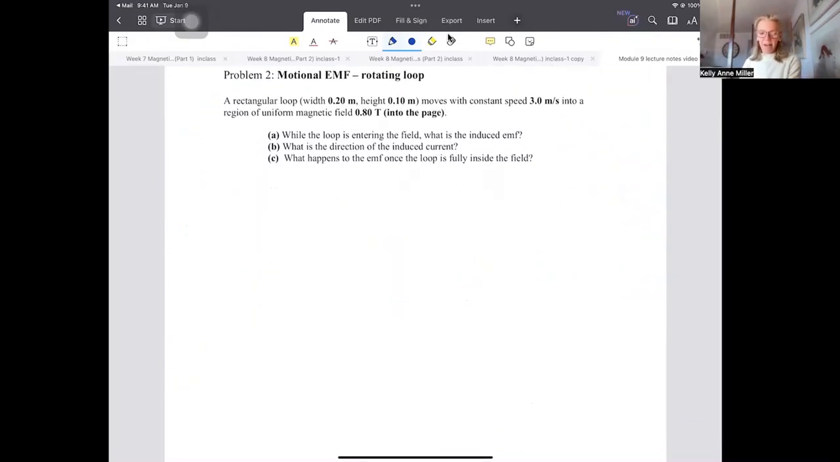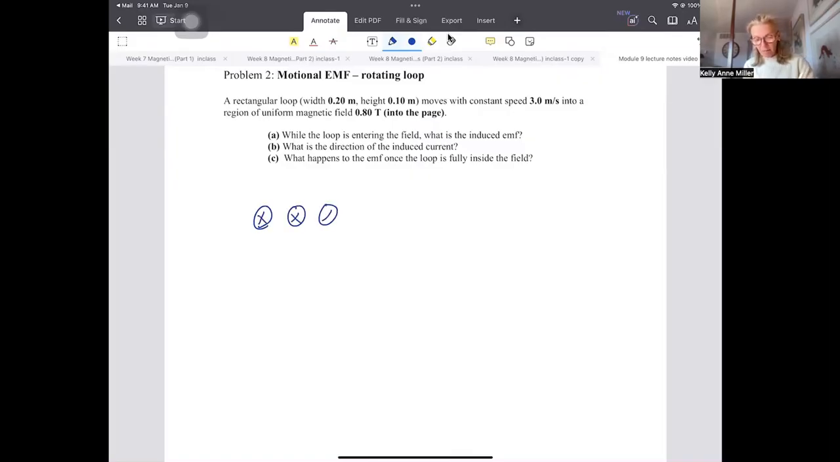So problem two, I've got a rectangular loop now. It's got a width of 0.2 meters and a height of 0.1 meters. And it moves with a constant speed of 3 meters per second into a region with a uniform magnetic field into the page. Okay, so let's just draw this situation.